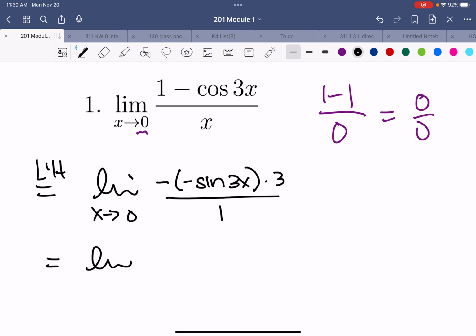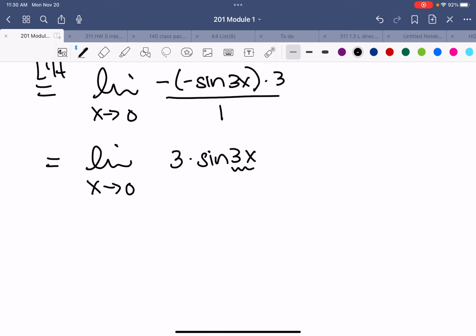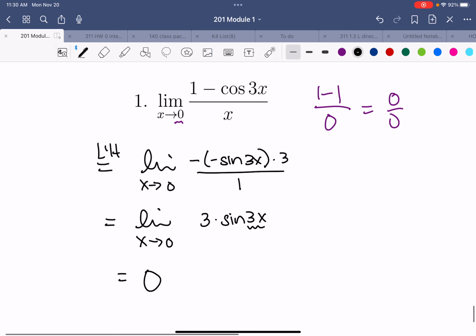So if we clean this up, this becomes 3 times the sine of 3x. Those negatives will cancel. And now you plug in a 0 here, and that becomes 0 times 3, which is just 0. So L'Hopital's rule is a way that you can show that that special limit is true.